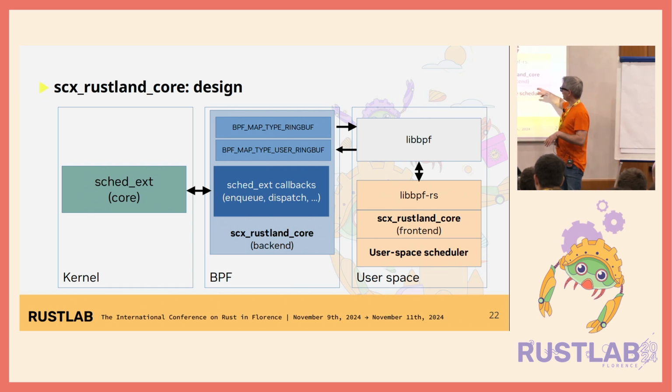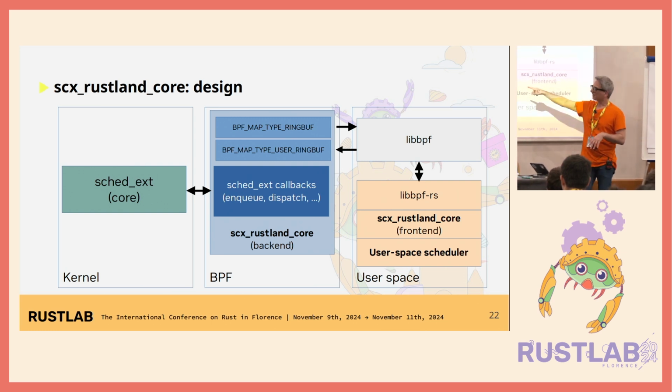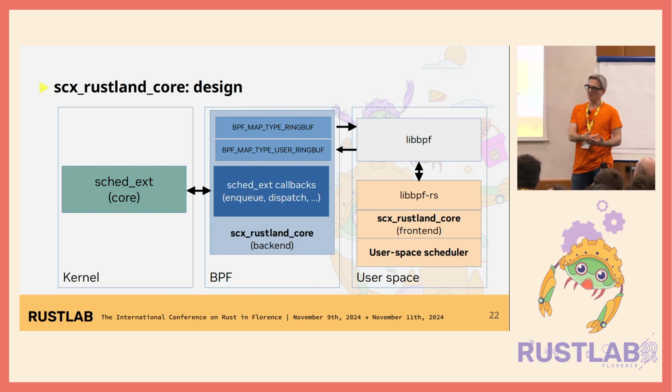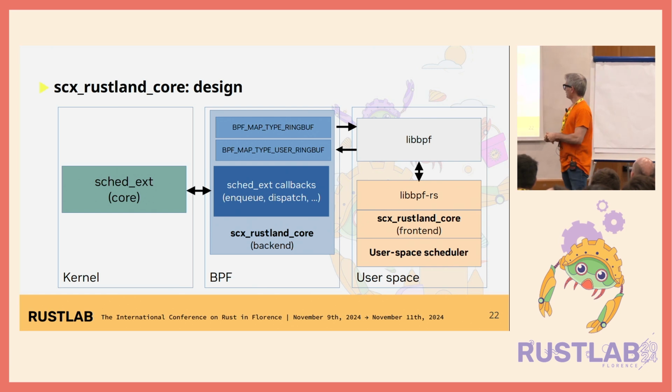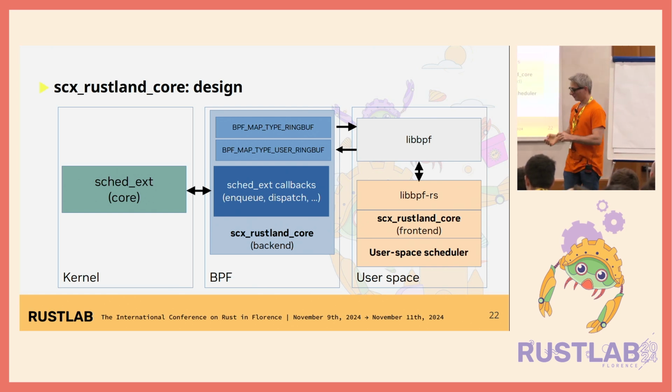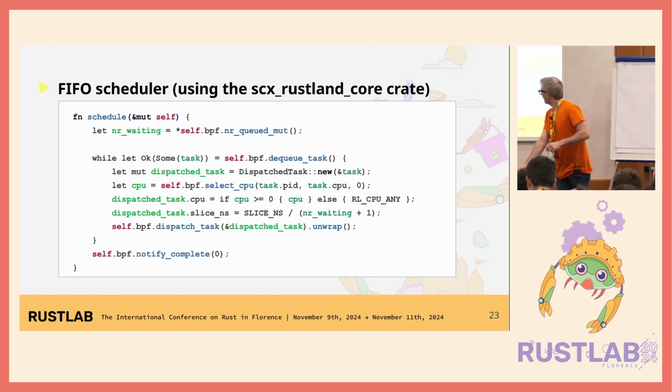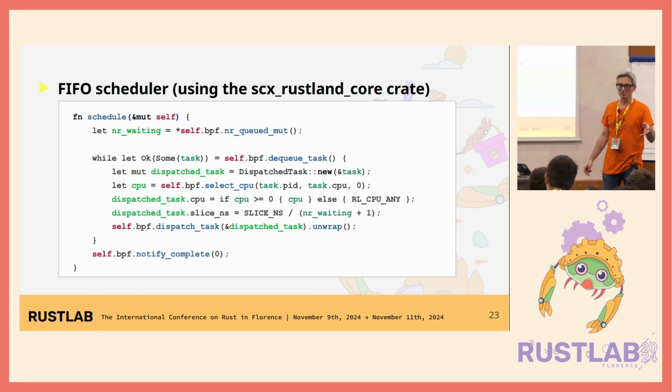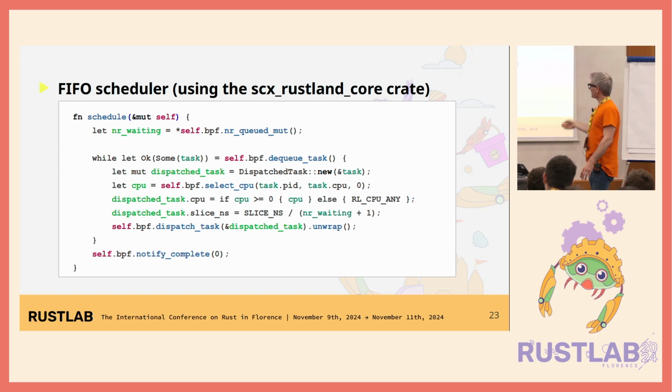The only difference is that there's a rustland core here in the Rust code, and the rustland core in the backend that implements the BPF part. That's the only difference. And this was to prove that it's fairly easy to implement. So this is a fully working kernel scheduler that fits in a slide. That's pretty cool. It's a FIFO scheduler. It doesn't do anything special.